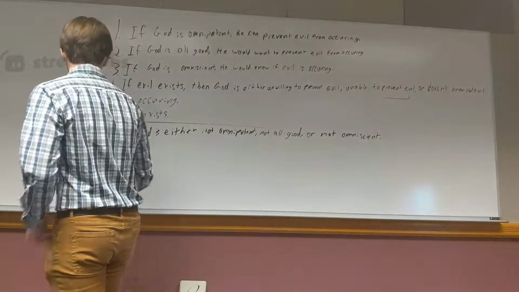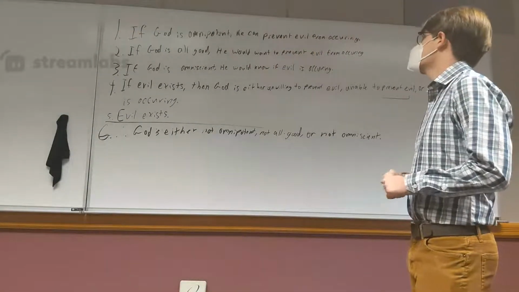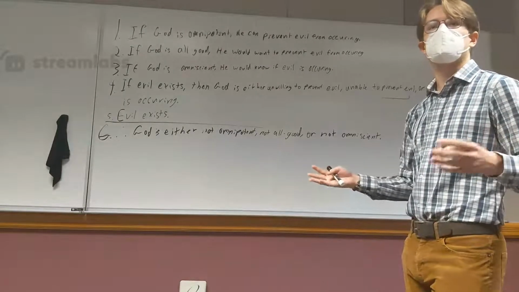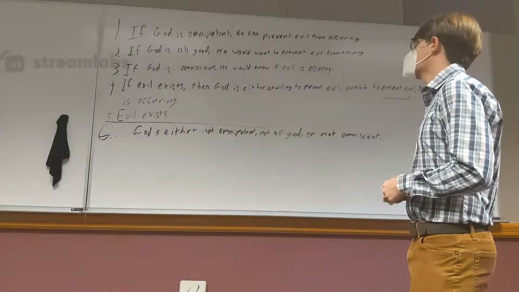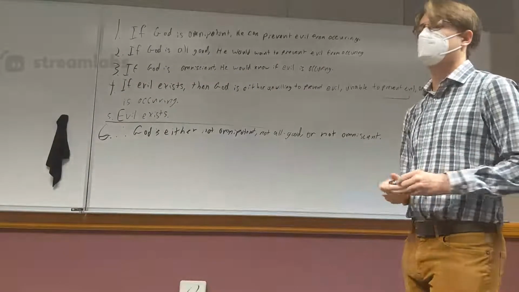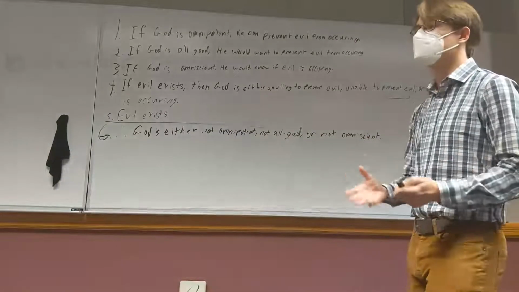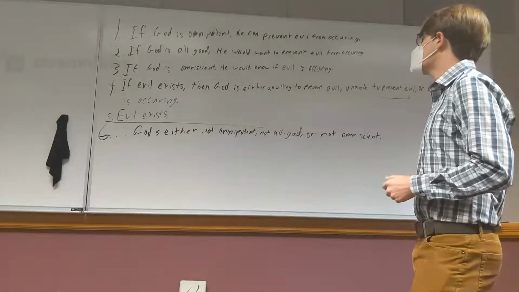Okay, so if God is omnipotent, he can prevent evil from occurring, which seems pretty self-explanatory. If you're able to do everything, then you should be able to make evil not happen. If God is all good, he would want to prevent evil from occurring. That also seems to make sense, right? If God is all good, then he would want all good things to happen, and he wouldn't want evil to happen. And 3 is, if God is omniscient, he would know if evil is occurring.